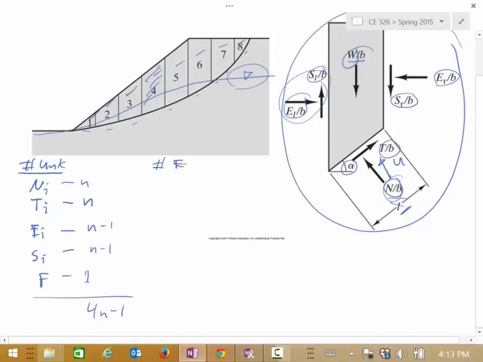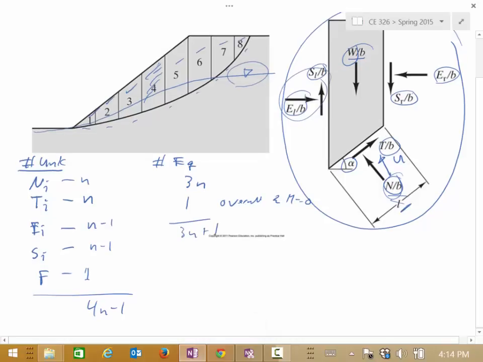So how many equations do I have to operate with here? Well, for each slice, what do I have? I got three equations for each slice, right? I got summation of forces x, summation of forces y, and a moment for each slice. So I've got 3n, plus I have one more for the overall summation of moments equal to 0. So I actually have 3n plus 1. Okay, so what's my problem? I got 4n minus 1 unknowns, and I only got 3n plus 1 equations. So what do we got to do?